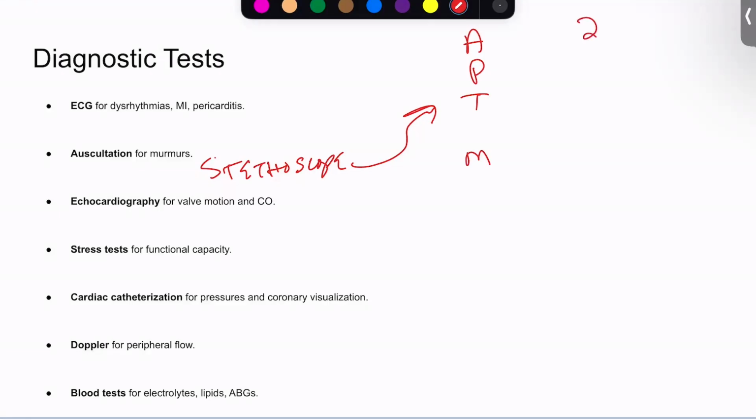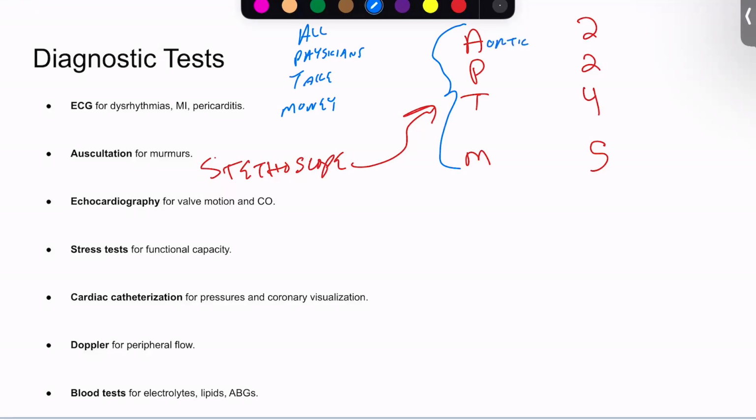And just remember your mnemonic, apartment M2245. Somebody also said earlier this week, you can remember this as all physicians take money. But really what's important you remember here is we have aortic, pulmonic, tricuspid, and mitral. And at each of these landmarks, that's where you're going to be able to hear each of these valves.